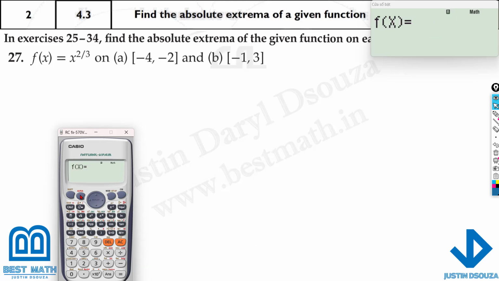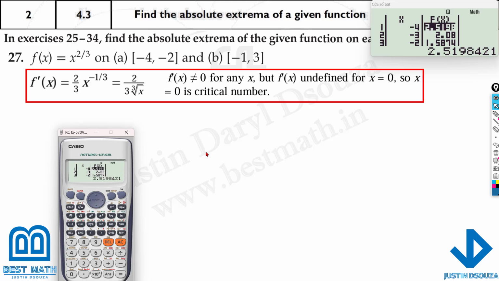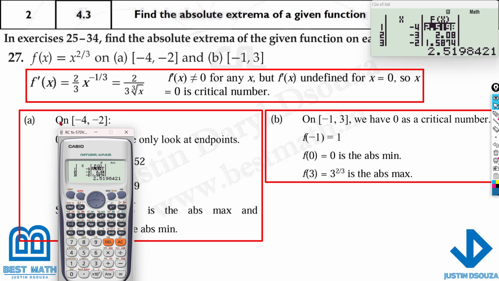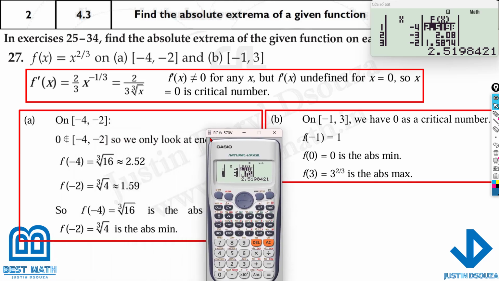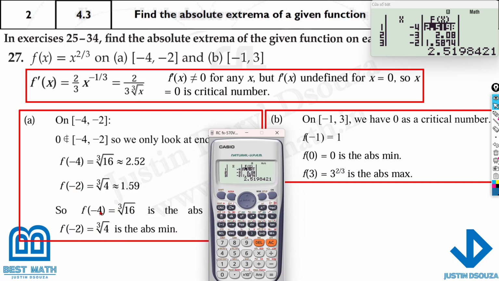You can try this one as well. Let me just go through this. x to the power 2 divided by 3. Let's use the fraction symbol, 2 by 3, and then the intervals are -4 to -2. And here are the values. So in such cases, let's look into the options first. Okay, we cannot see anything. The absolute maximum is over here at -4, and the absolute minimum is given at -2.